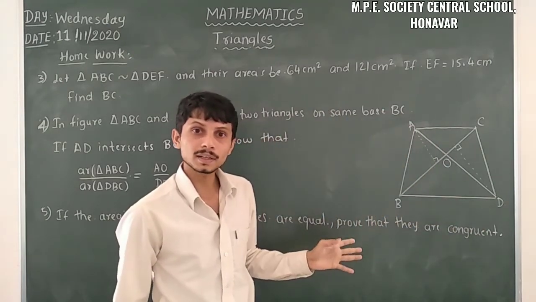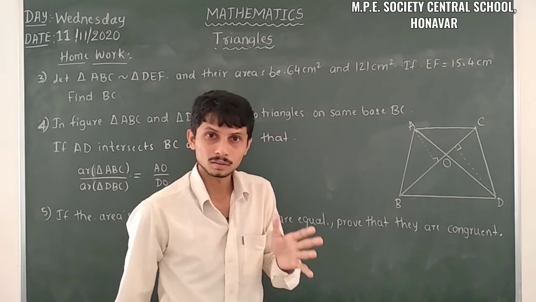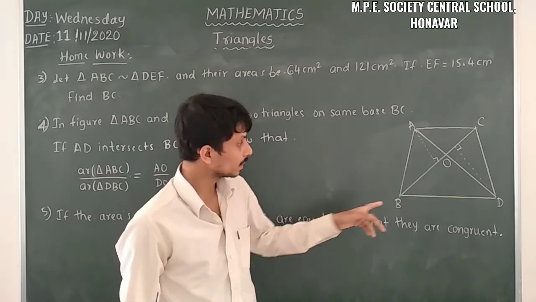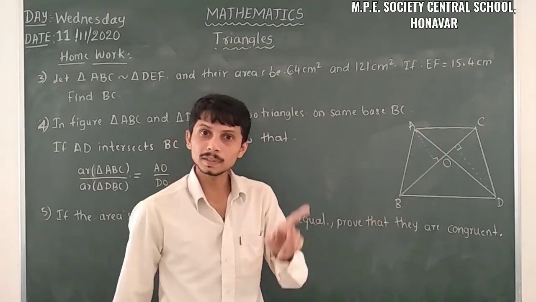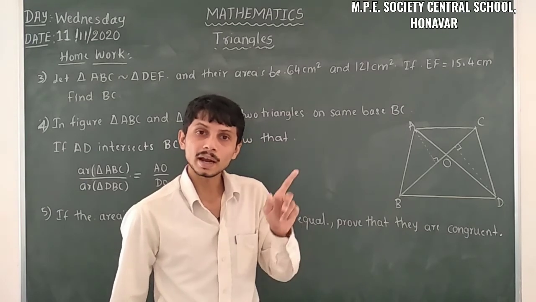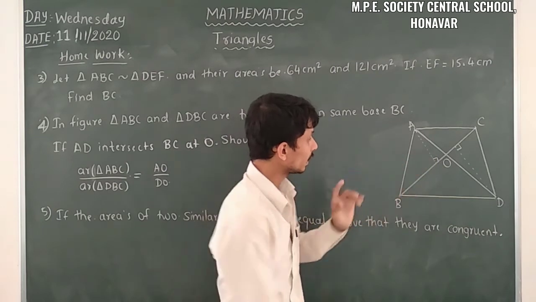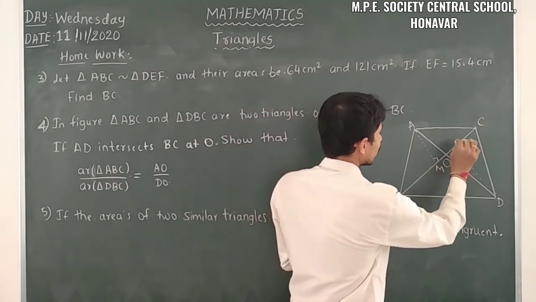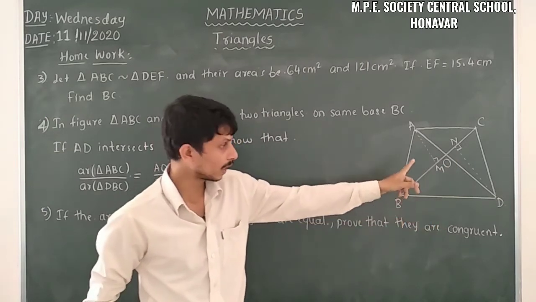Then after that you have an equation. That means here we have the same base. Same base means half into base into height divided by half into base into height, so 1 by 2 gets cancelled, and the base also gets cancelled. We have only AM by DN.